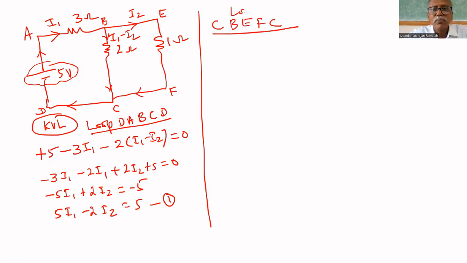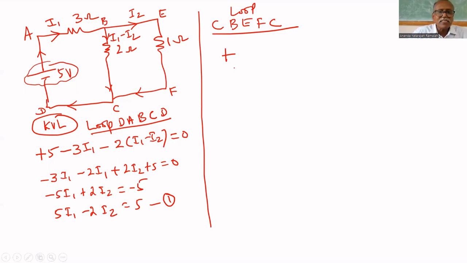Consider the loop CBEFC. First, I have to start from C. I am traveling against the current direction. What will happen? Will there be a rise in potential or a fall in potential? Rise in potential. That's why plus. Here you put minus, here you are putting plus, depending on which way we are traveling.